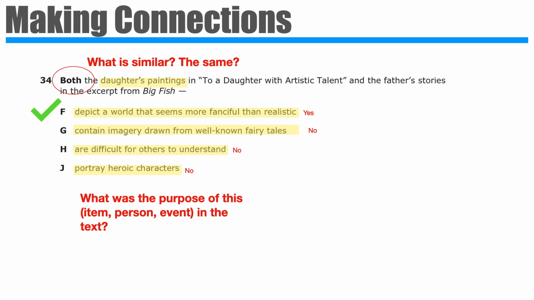So in To Daughter with Artistic Talent, I would have to know the painting depicted a world that seems more fanciful than realistic, and in the father's stories from Big Fish, also, the paintings depict a world that seems more fanciful than realistic. They have to be true of both to be the correct answer choice.